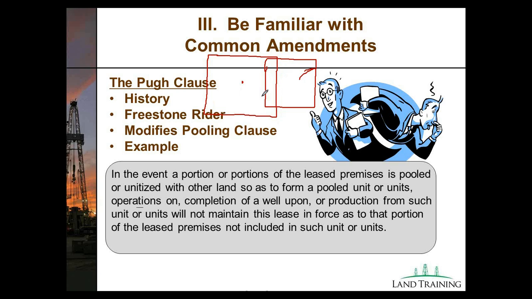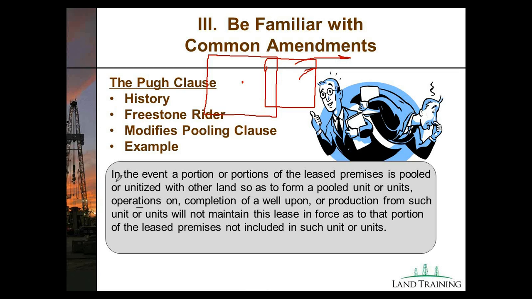So in 1947, a man named Lawrence Pugh, who was a Louisiana attorney, said, you know, that's not fair. If the pooled unit is over here and part of the lease is inside the unit and part of the lease is outside the unit, oil and gas company, you need to release the part that's outside the unit because that person's not going to get paid for it anyway. So they have what they call a Pugh Clause in the oil and gas lease.